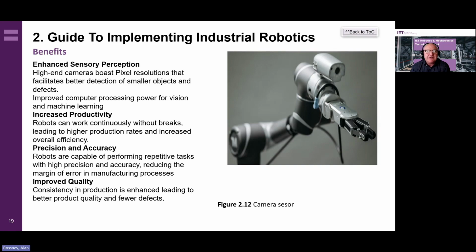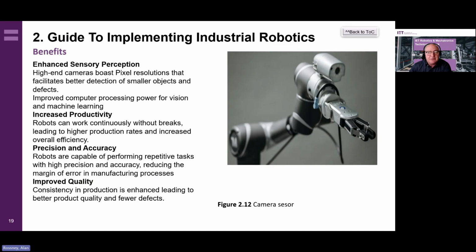So in the last 12 years, camera resolutions in particular have improved almost fivefold. Now high-end cameras boast pixel resolutions that facilitate better detection of smaller objects and defects. Improved computer processing power for vision and for machine learning assists with state recognition and allows differentiating false negative reads against an entire picture as opposed to maybe a profile of a small area.